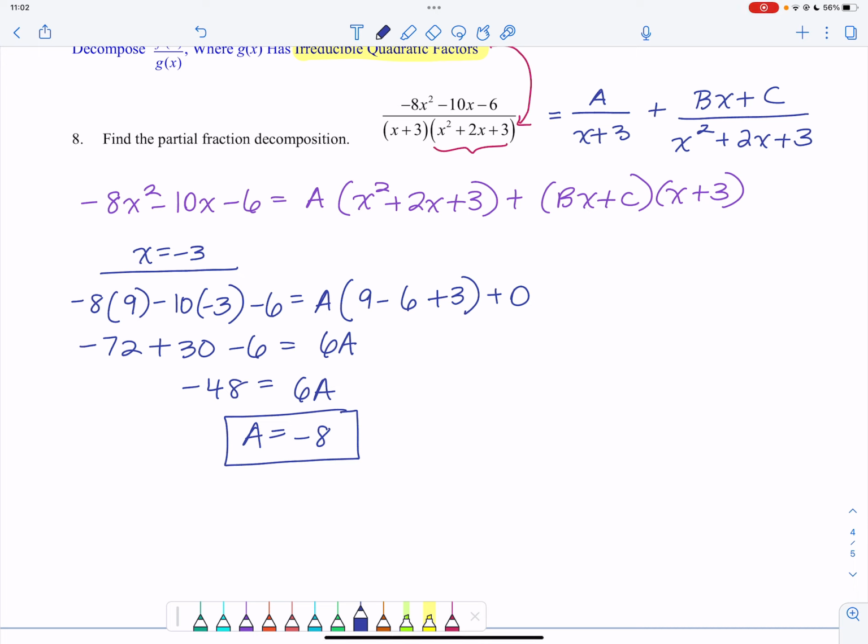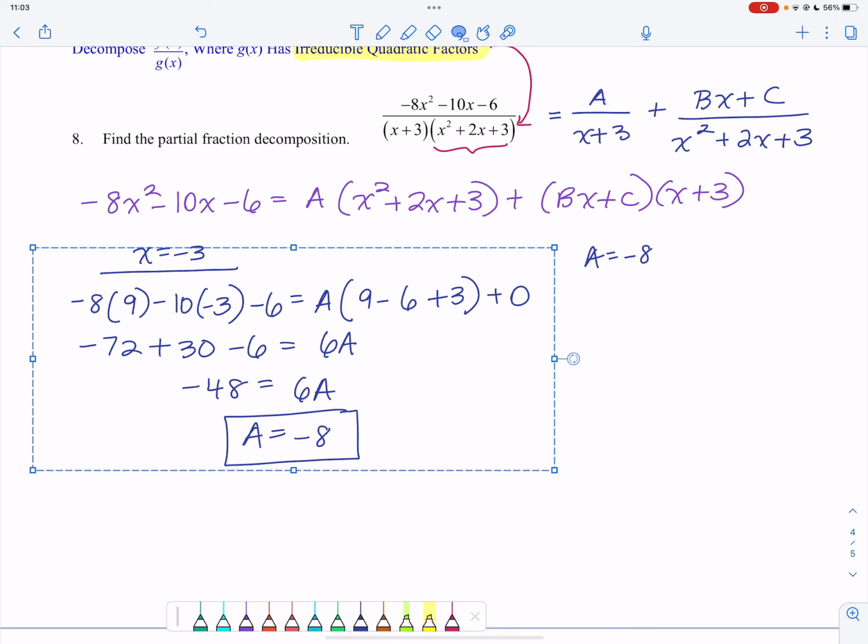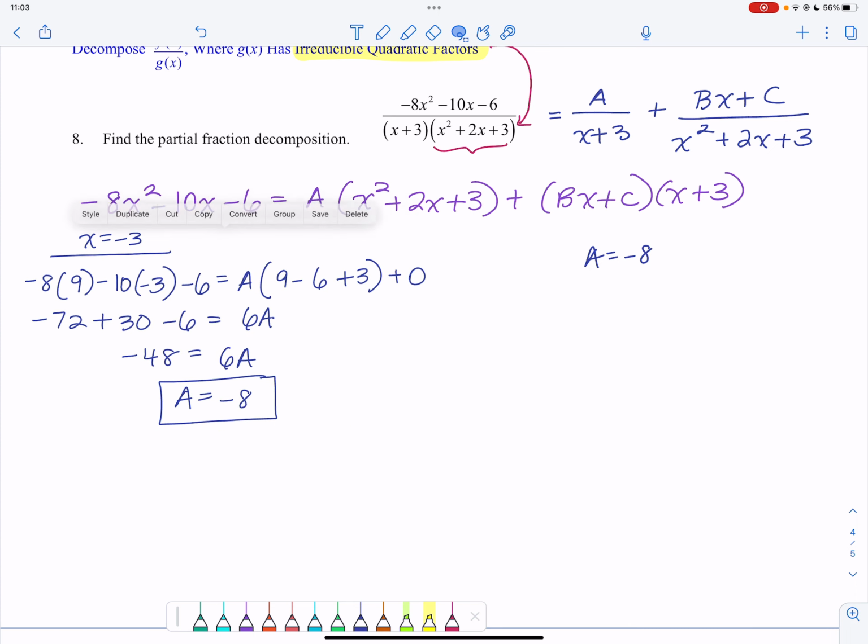Now, what we don't have here is another value that would cancel a term out. But since a is equal to negative 8, we can let x be anything we want. Why not 0? If a is equal to negative 8, we can let x be 0, and that will help us solve for b or c possibly.